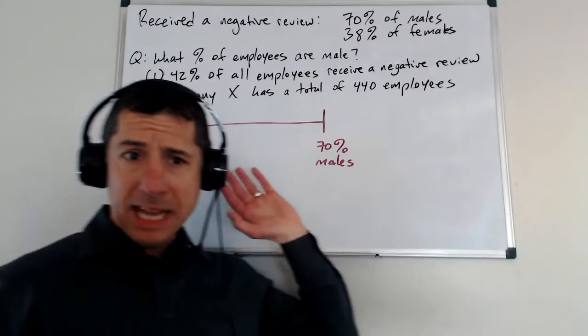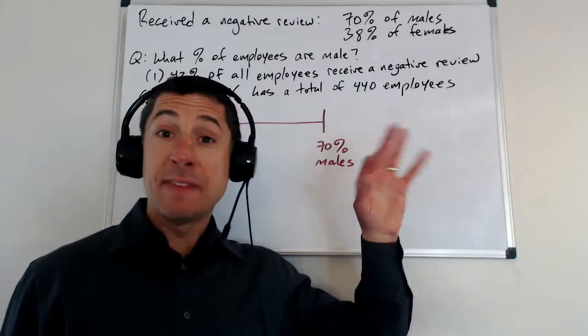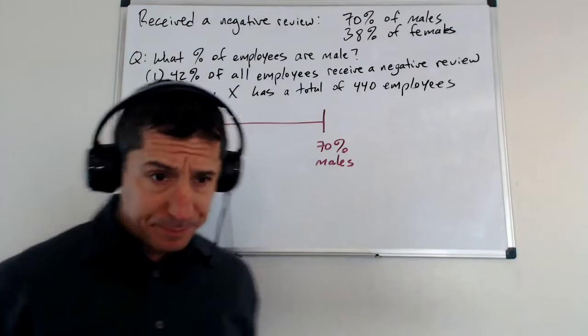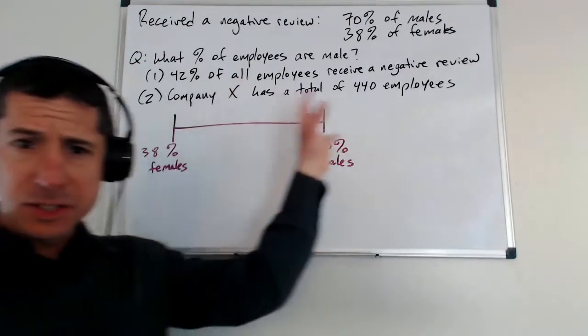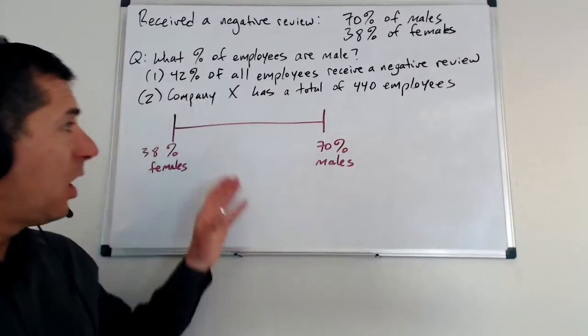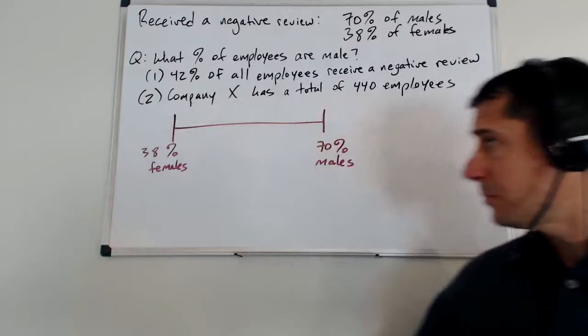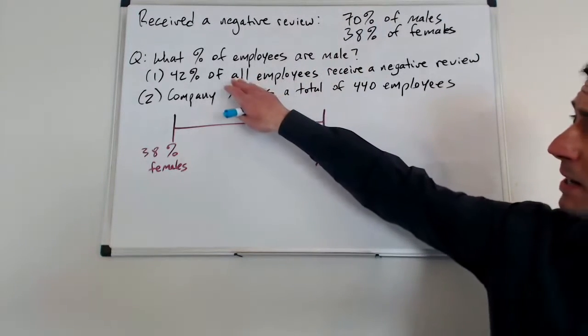Some students apply a ton of algebra and get themselves stuck and don't get anywhere. Some students apply a ton of algebra and they get the answer right, but it takes them a long time. And some students fall into a different trap where they think they need more information than they really do. All that's to say is that there's a fairly simple, fairly intuitive way to go about these. So I'm going to jump right into statement one.